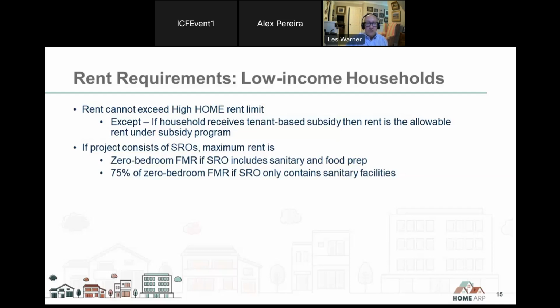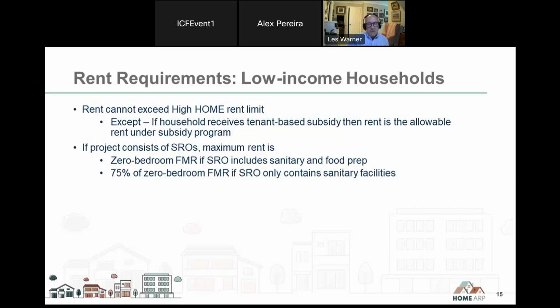As Alex mentioned, when we look at our rent schedules for the HOME program, we have that also broken out depending on the type of unit. So our unit rents are set by number of bedrooms. If we've got a 3-bedroom unit, we're going to look to the chart to see what the high HOME rent is for a 3-bedroom unit in your community, and that's that maximum rent and utilities that the tenant is paying that you're going to need to make sure you're in compliance with.